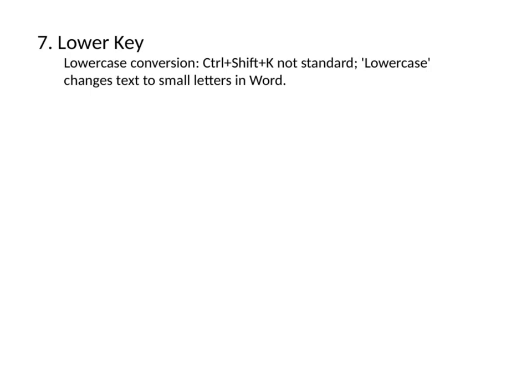Now, let's talk about making text lowercase. Unlike some shortcuts, Ctrl-Shift-K isn't a standard command for this. Instead, in Word, you use the lowercase option to convert all your selected text into small letters. It's a simple but handy way to quickly change the case without retyping anything. This keeps your workflow smooth and saves time when you need consistent formatting.